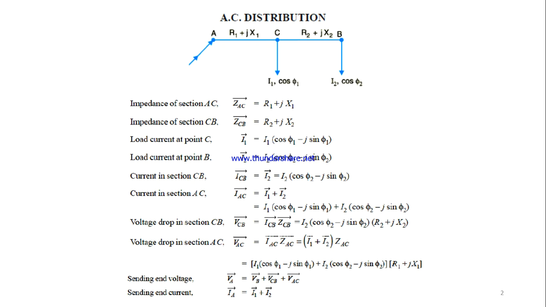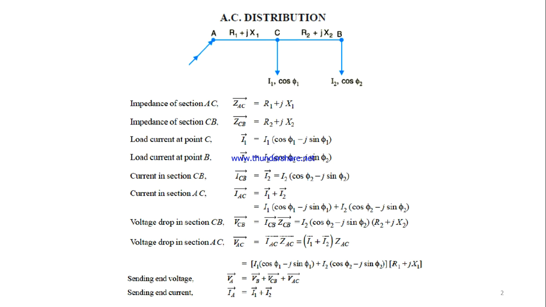and B. Here we can see the impedance of section AC is R1 plus jX1, and the impedance of section CB is accordingly R2 plus jX2. The currents I1 and I2 have the same lagging power factor. Obviously, ICB is I2, and IAC is I1 plus I2. We get this equation.